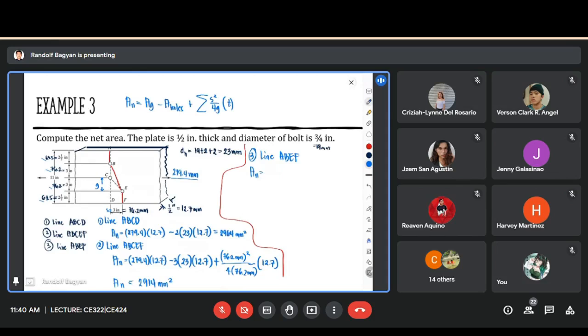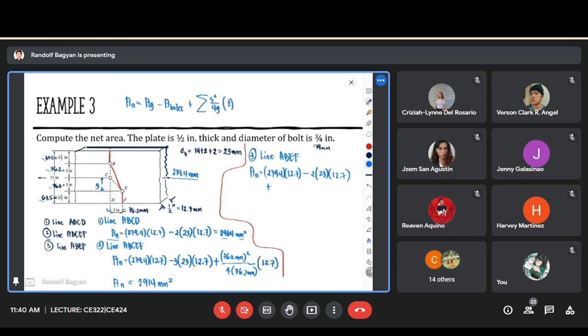Your net area is equal to your gross area, that is equal to 279.4 multiplied by 12.7 minus ilang butas? That is equal to dalawa, di ba? At B and E. Okay, so if you notice, that would be equal to your net area din lang. Okay, itong part na ito, minus 2 times 23 by 12.7. Okay, plus, you have to add the stagger kasi meron tayong zigzag dito.